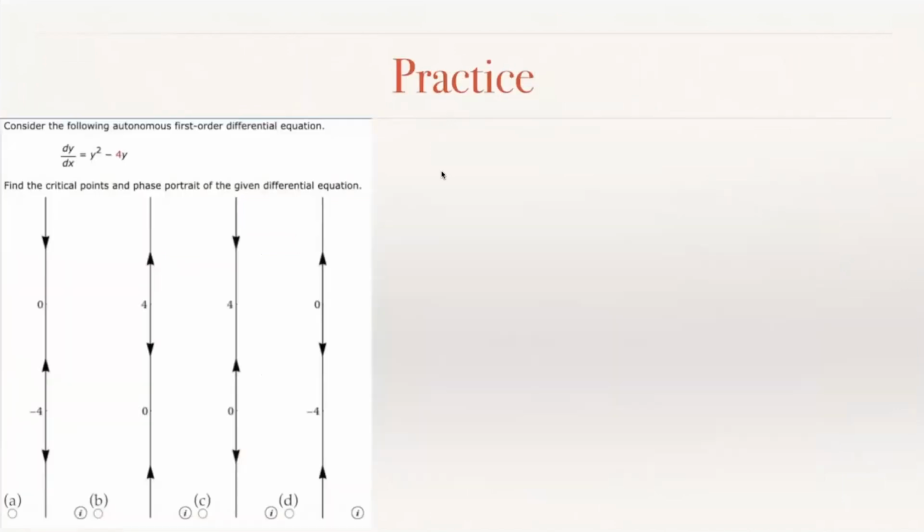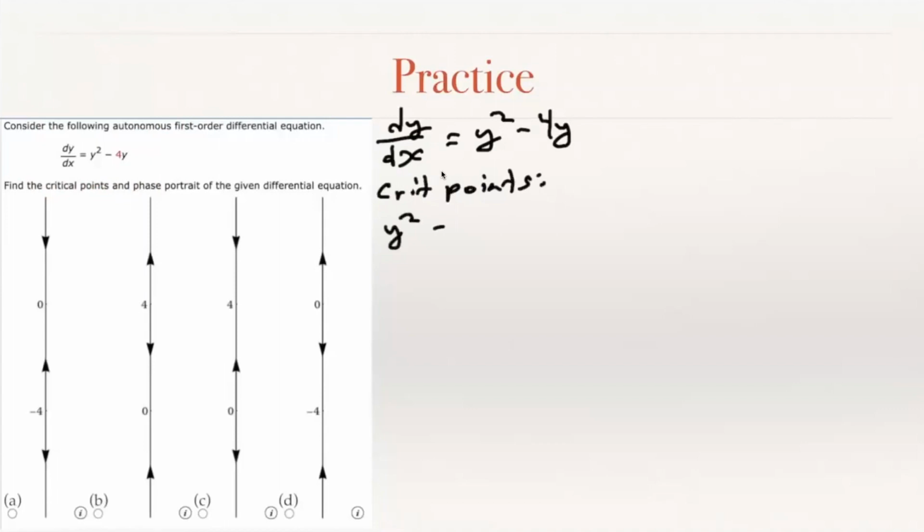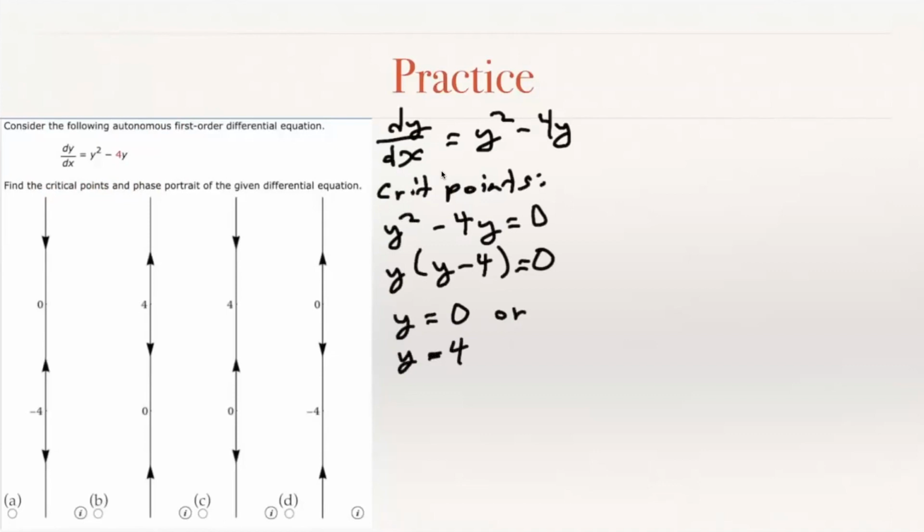Let's do a practice problem. I encourage you to try your hand at this. Pause the video where you want to find the phase portrait of this differential equation. Okay, so we have dy/dx is y squared minus 4y. For the critical points, we want that the slope, y squared minus 4y, be 0. Factoring is always good because that allows us to solve. We get that y is 0 or 4.